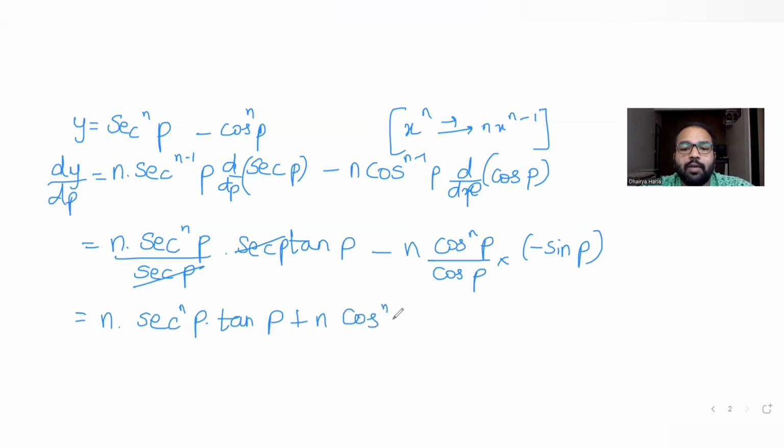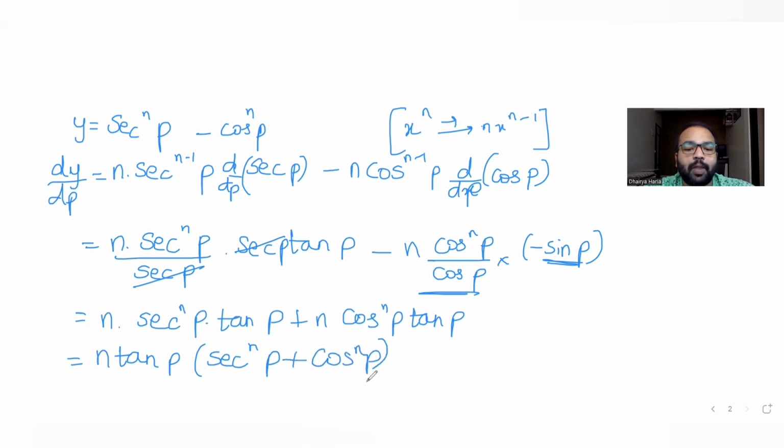So now it becomes n sec raised to n p tan p, minus into minus, that is plus n cos raised to n p. And if you understand, sin p upon cos p, sin by cos is always a function which is tangent, so tan p. So one more thing I understand from this part is I can take n tan p common. So I'm left with sec raised to n p plus cos raised to n p. Right? So I get dy by dp.